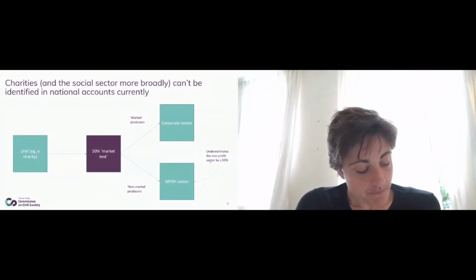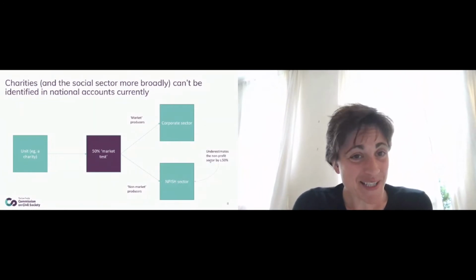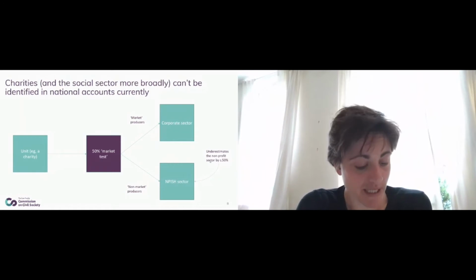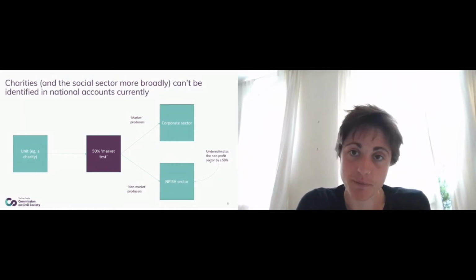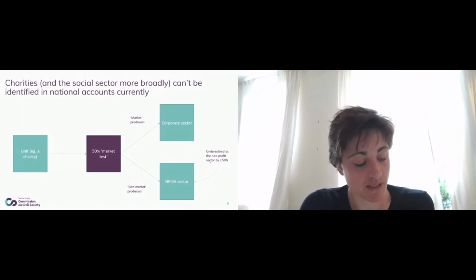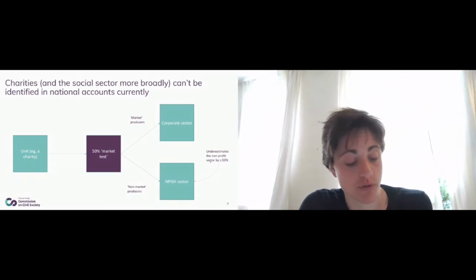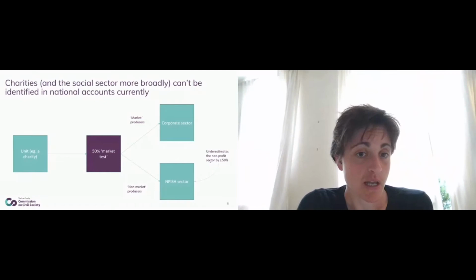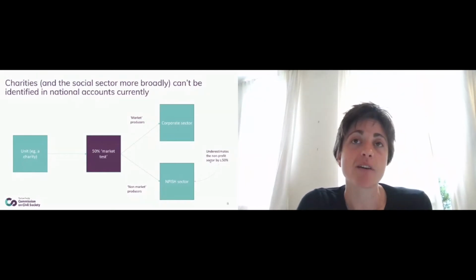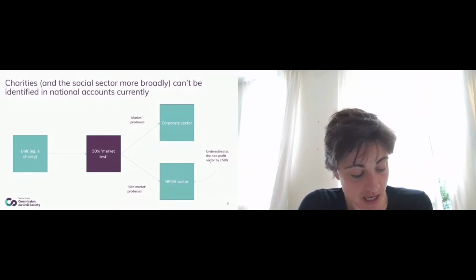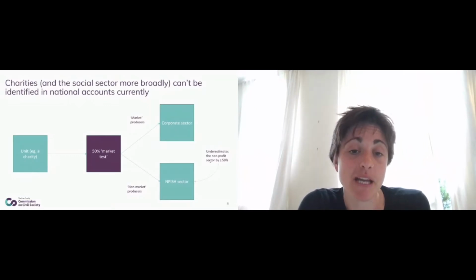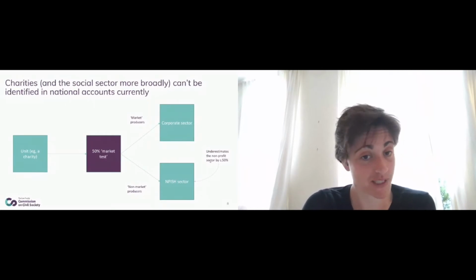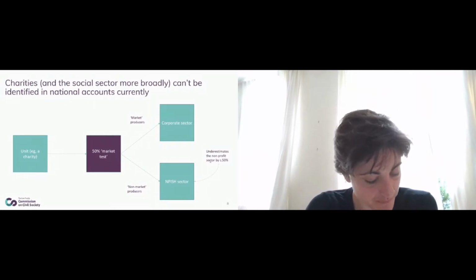Basically, charities, and certainly the social sector more broadly, are pretty much impossible to pick out of national accounts currently. And that is because they adopt different revenue-raising models, and they also work across industries, which are the two ways that national accounts are broken down at the moment. So working out where a charity sits in terms of sectors depends on how much income it earns, as opposed to receiving from grants or donations.